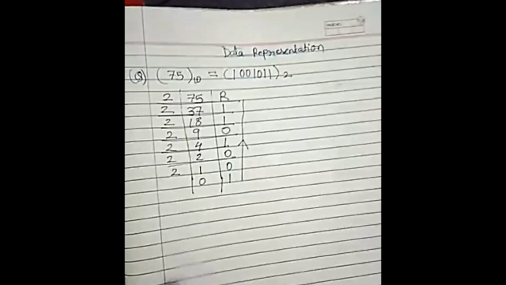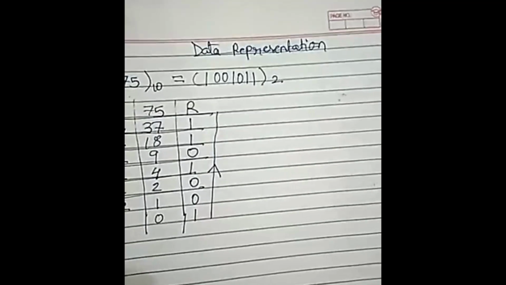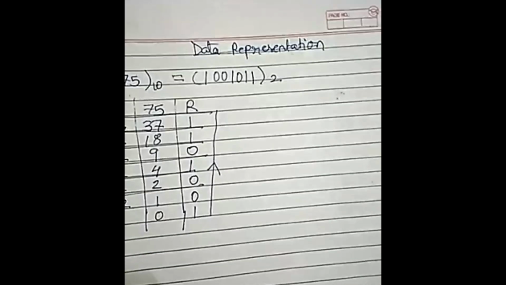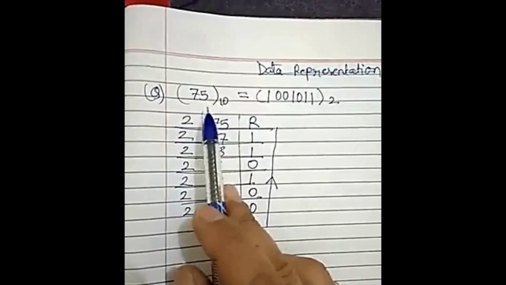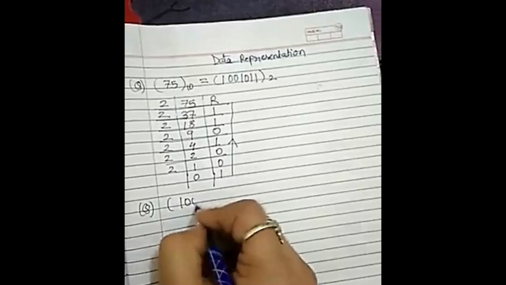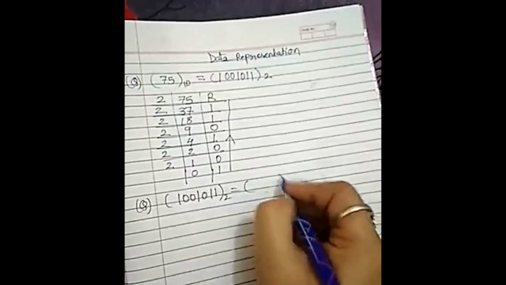Now we will see the reverse method. We will convert this number 1001011 back to a decimal number, that is, we will get 75. So it will be a check also. Now our question is to convert the binary number 1001011 into a decimal number.